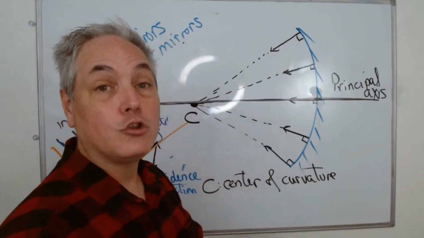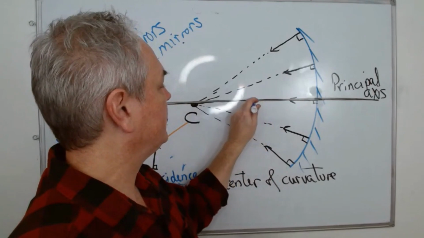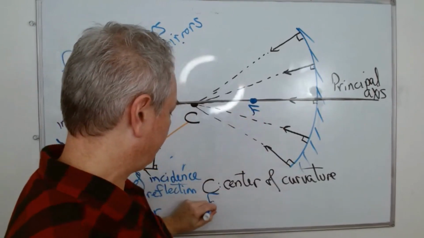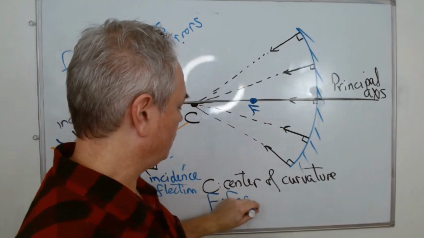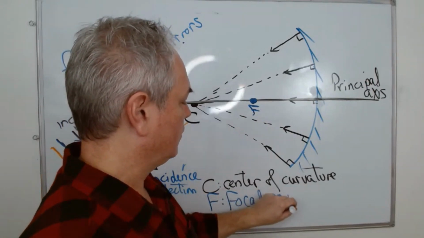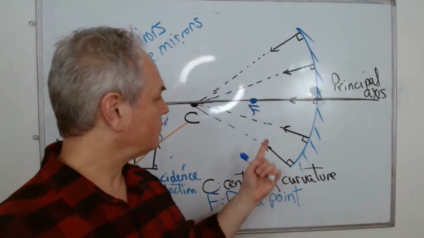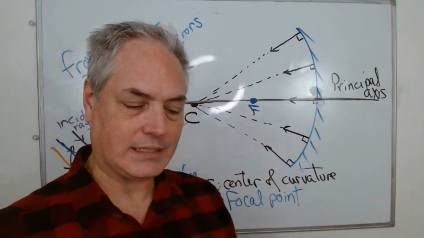Perfect. Now, something that is interesting is that if we have the center of curvature here, there's another point that is called the focal point. The focal point is right here, and we call it F. F is the focal point, like this.